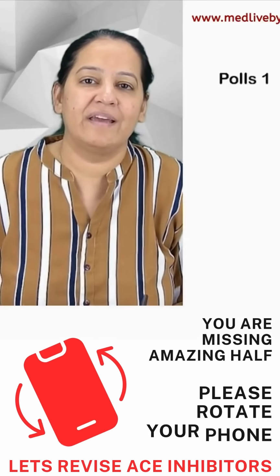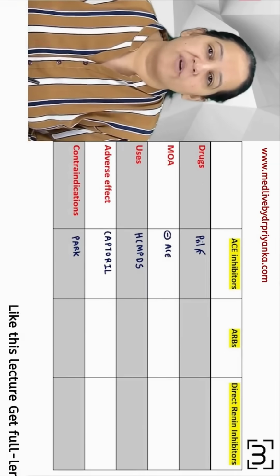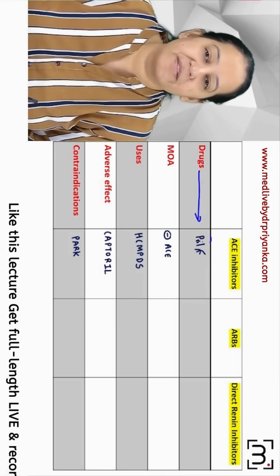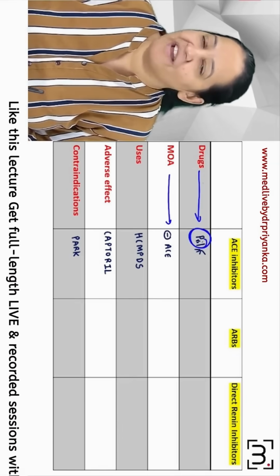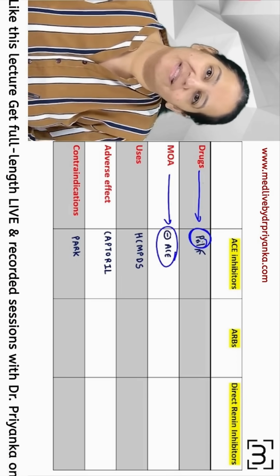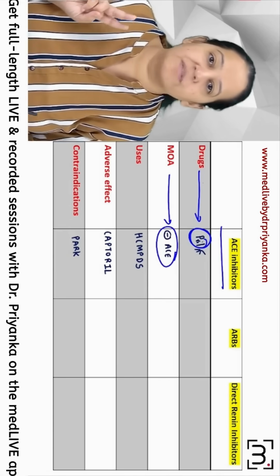And we revise it quickly. ACE inhibitors. So the drugs are the prils. The drugs are the prils. Okay, mechanism of action, in short, they inhibit ACE. ACE inhibitors inhibit ACE. And you know the consequences.